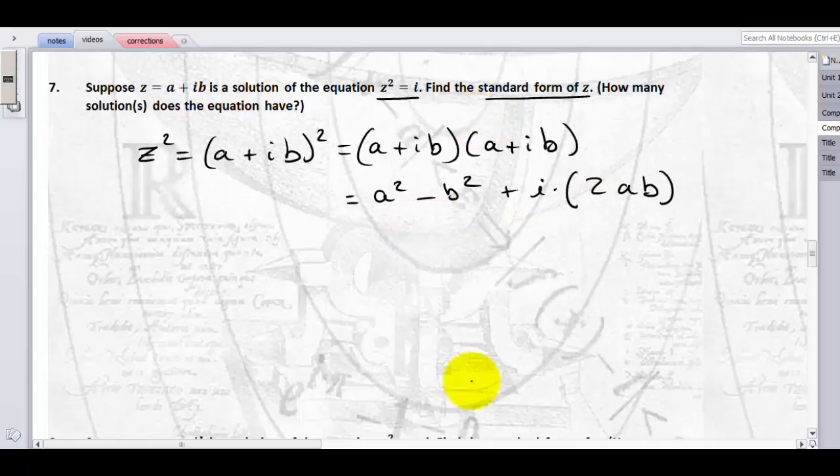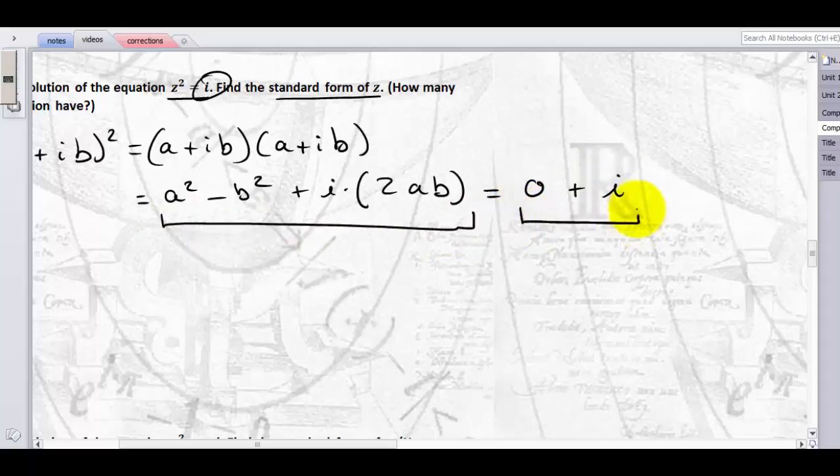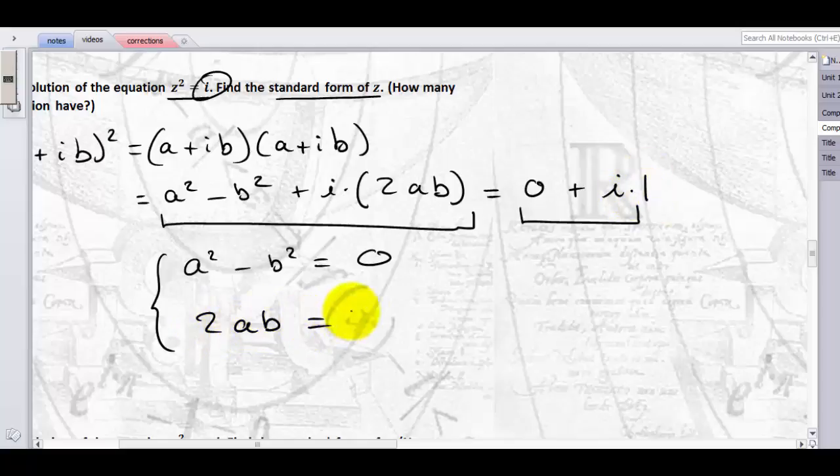So I want this to be equal to what? To i. I want this to be equal to i. i is 0 plus i. So this is an equality of two complex numbers. Therefore, if two complex numbers are equal, according to the remark above, their real part and imaginary part must be equal. So I must have a squared minus b squared equals 0, and at the same time I must have 2ab equals 1, the imaginary part.